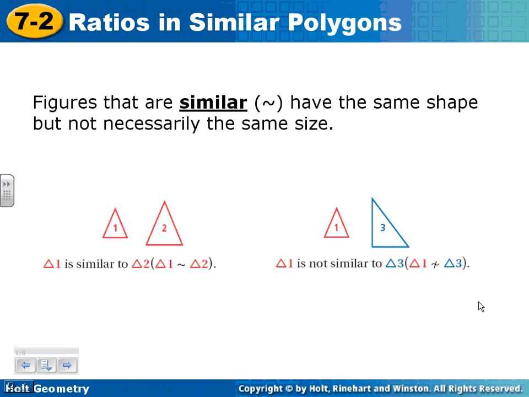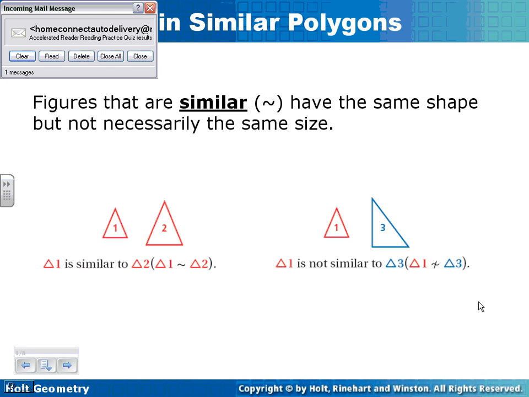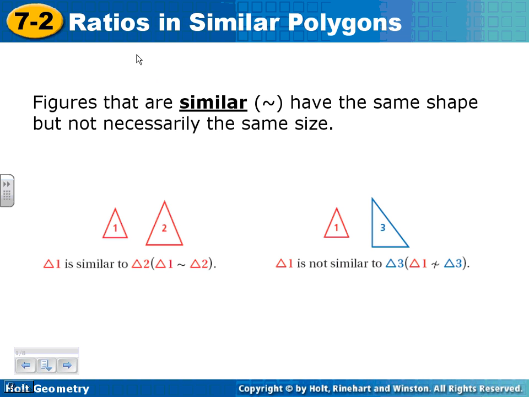And this first slide reads, figures that are similar, and there's the little squiggly line for similar. Figures that are similar have the same shape, but not necessarily the same size. So that's what makes it different from congruent. Similar again, same shape, different size.